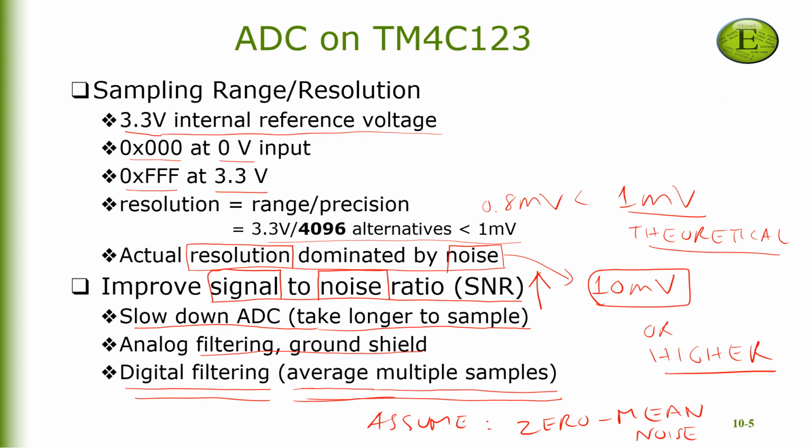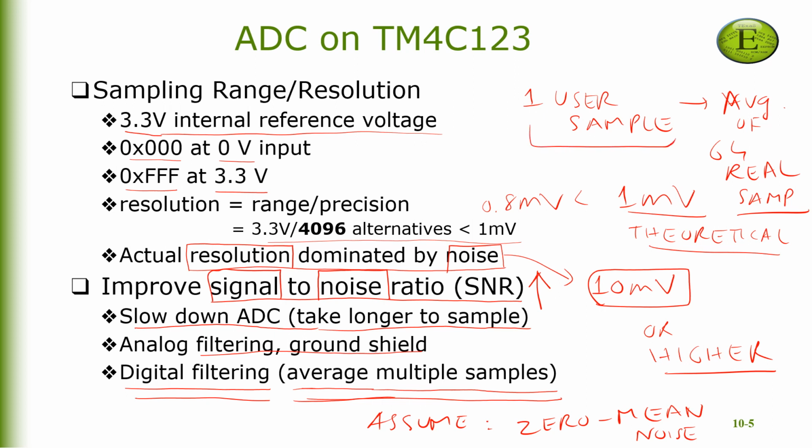So our ADC collects 64 samples for one. One user sample is an average of 64 real samples. So it is an average. And by means of averaging, we can hope to lower the noise level and possibly improve the effective resolution of the analog to digital converter. So this averaging is a built-in feature of the ADC.